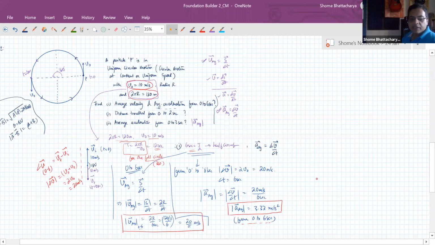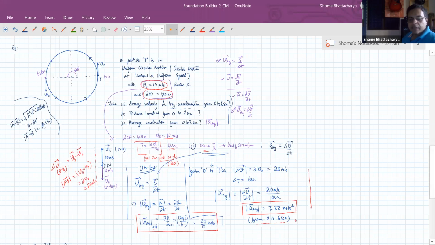Just like we had calculated average acceleration here, we calculated average acceleration for 6 seconds. Use the same method exactly to calculate average acceleration for 3 seconds. Should be pretty easy. Okay, work it out quickly.